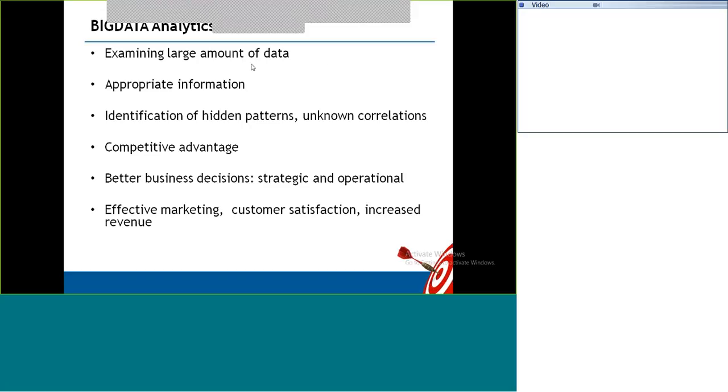Examining large amounts of data comes under analytics. Finding the appropriate information out of very big data: you want to take certain data only out of that big data for doing a certain type of analytics. Then other people might use other patterns for other analysis. Finding appropriate information out of this very big data comes under analytics. Identification of hidden patterns and unknown correlations.